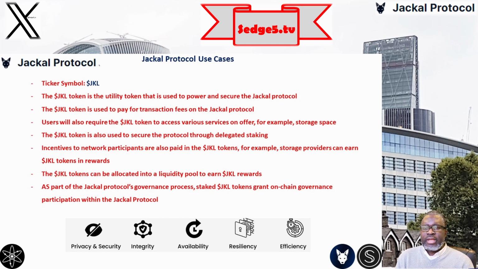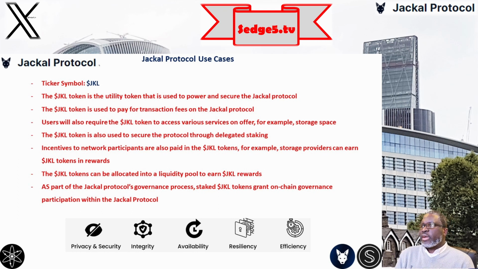The JKL token can be allocated into a liquidity pool to earn additional JKL rewards. And as part of the JKL protocol's governance process, staked JKL tokens grant on-chain governance participation within the JKL protocol to vote on text, software, spend, and other governance proposals.